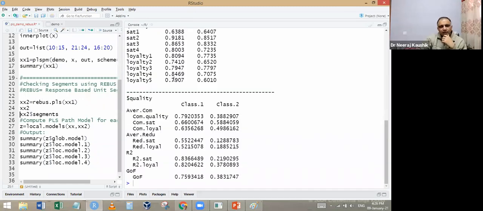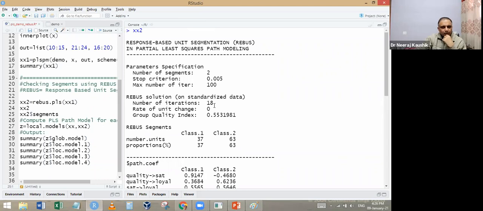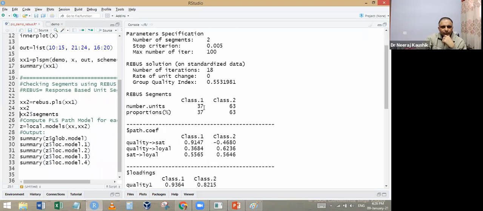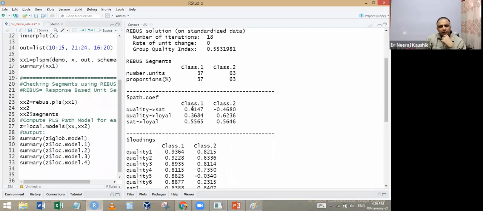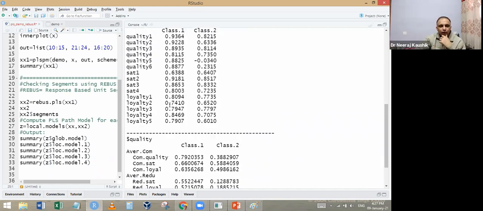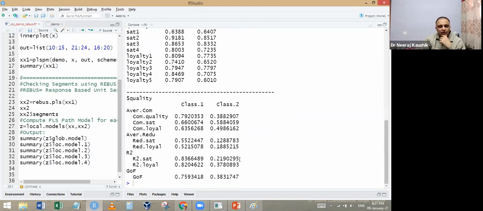xx2. It says 2 segments are there. Okay, number of iterations is this. Any size given. First it's 37, second there are 63. In class 1, see, path coefficient is 0.91, the other one is negative. This is really challenging. Quality leads to satisfaction. In the first group, for 37 people, it was 0.9, perfect. For the second group, these are 63 people, actually there is a negative. Good quality will lead to less satisfaction. Very strange. Look at these loadings given, quality is given, average R square, etc.